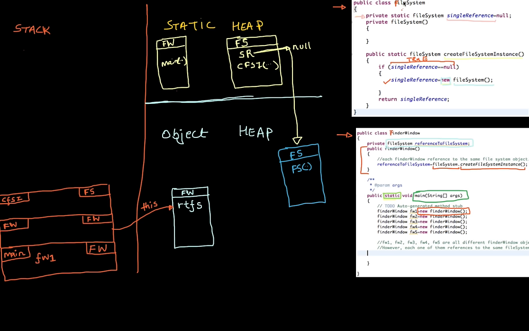So what I'm going to do right now is pause my video here, and we're going to continue looking at this Java memory model in the second part of the video.